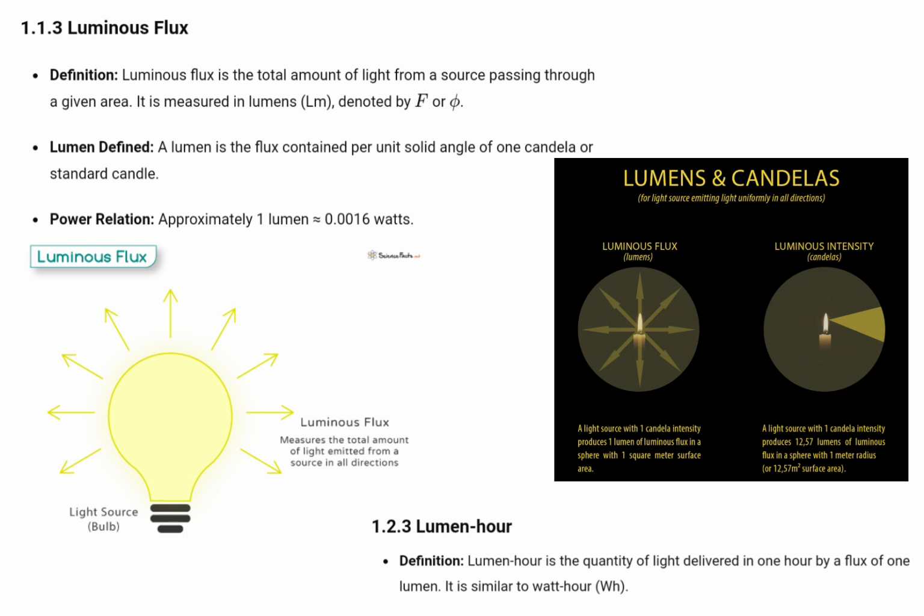Lumen hour is the quantity of light delivered in 1 hour by a flux of 1 lumen, similar to watt hour. This unit measures how much light is provided over time, useful for comparing energy usage of different light sources.